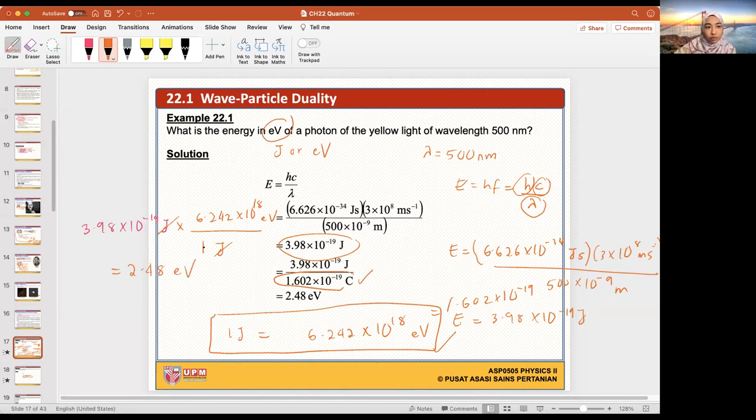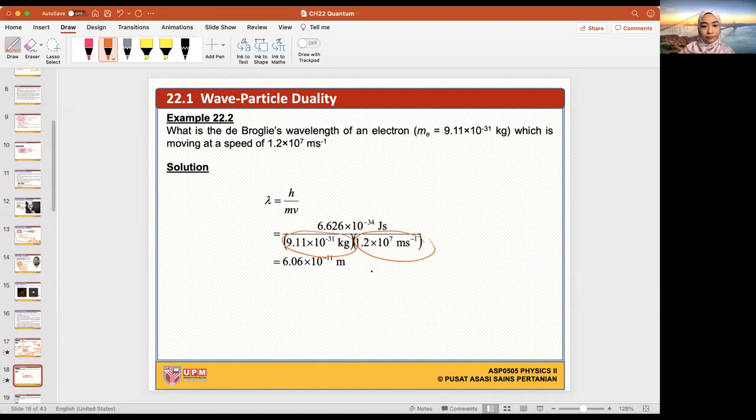Okay, so when you Google joules to EV, don't panic. Just use it like this. Or you can remember it like this. I don't care as long as you get the answer. As long as it works for you, you understand what you're doing. So it's fine. Okay, moving on.